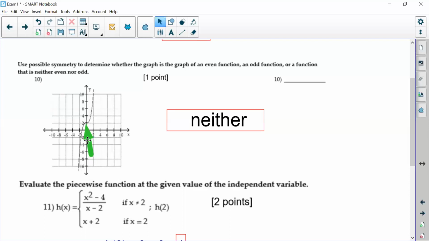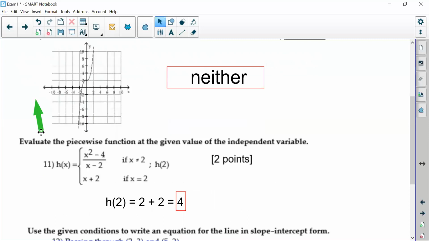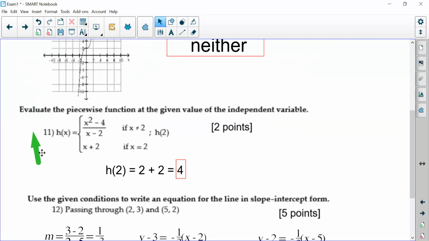First of all, 0, 2 is an ordered pair. If you reflect it over the origin, you would get 0, negative 2, and that would make it not a function, and the ordered pair isn't there to begin with. So this function is neither odd nor is it even. Number 11, you're evaluating h of 2.